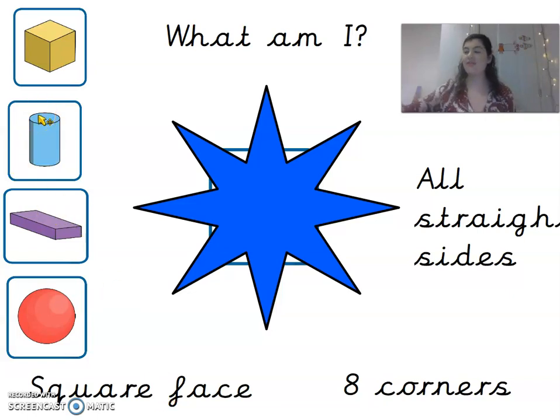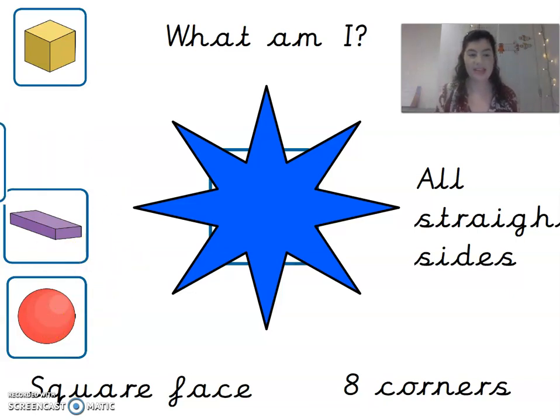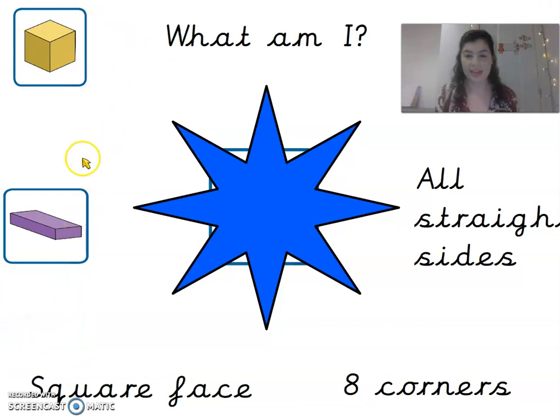No, when you looked at the face, the flat part of the cylinder, it looked like a circle. So it can't be the cylinder, can it? What about the sphere? Are there any square faces on the sphere? No, there aren't. It's all round. So we know it can't be the cylinder or the sphere. Let's get rid of those ones. Now have a think. Which one has a square face?